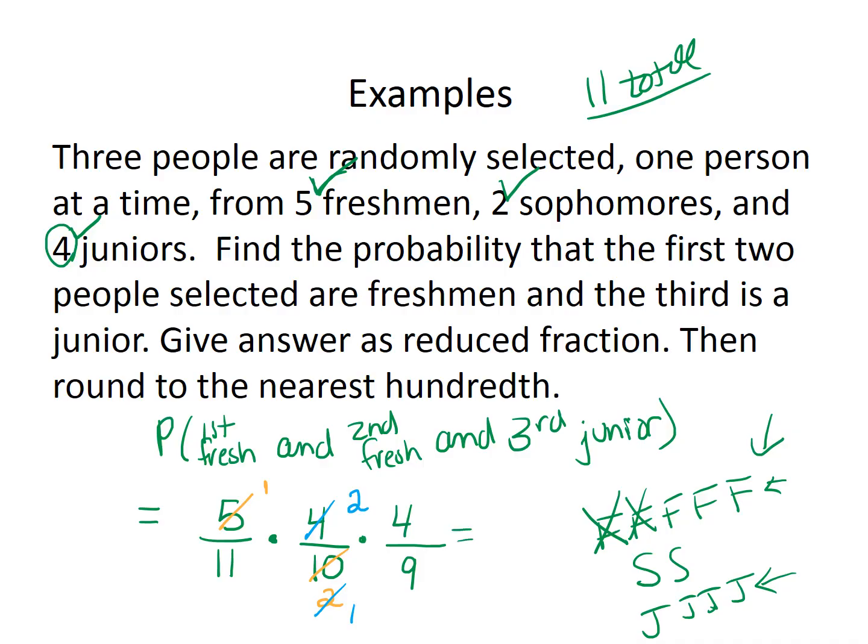But you can multiply straight across and then reduce later too if you didn't get it all at the beginning. 1 times 2 times 4 is 8. 11 times 1 times 9 is 99. So the probability is 8 out of 99, which you can punch in a calculator. 8 divided by 99. And if you round to the nearest hundredth, that should give you 0.08. It's 0.080808, so it's 0.08.